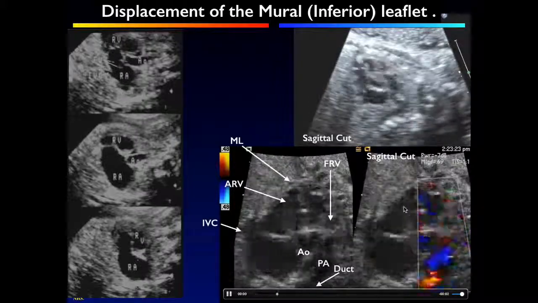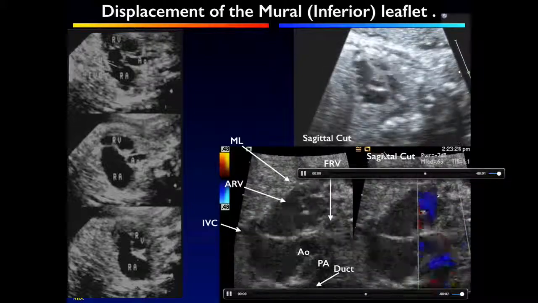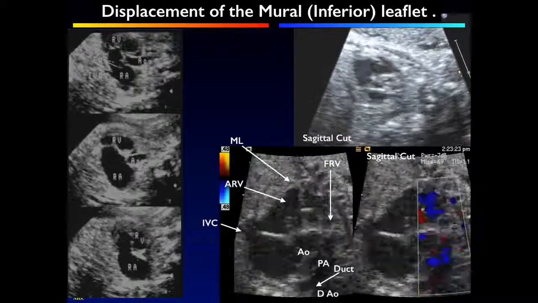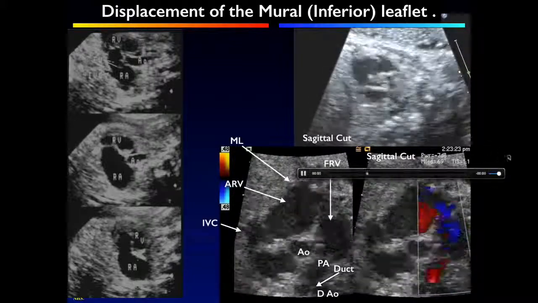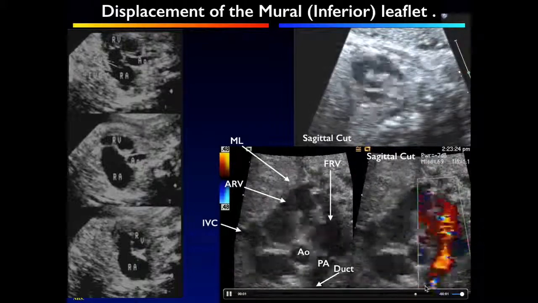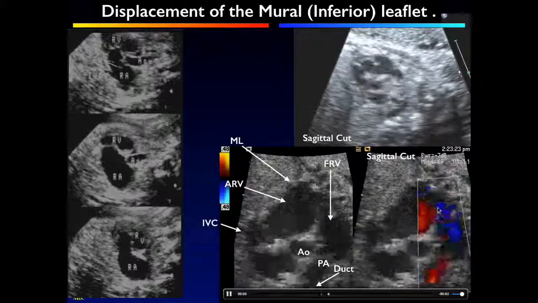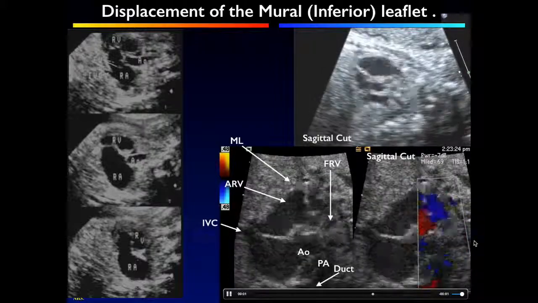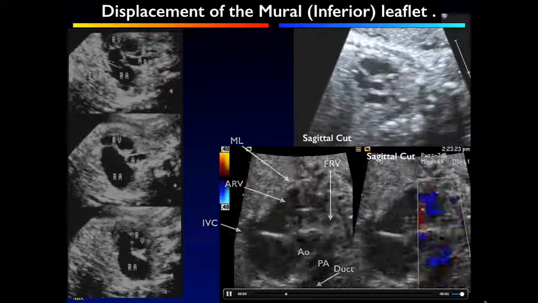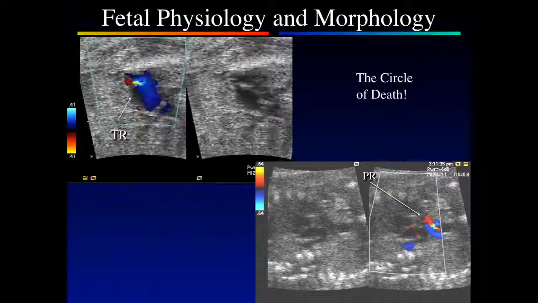So the mural leaflet, as we look at it in short axis or sagittal cut straight down the body, makes it easy to recognize what's going on. And you can see, in addition, in this patient, that the ductus arteriosus is coming off the descending aorta and jetting towards the pulmonary valve, and associated with pulmonary insufficiency, and just off the screen, tricuspid insufficiency as well, providing the circle of death, which is a very poor prognostic finding.